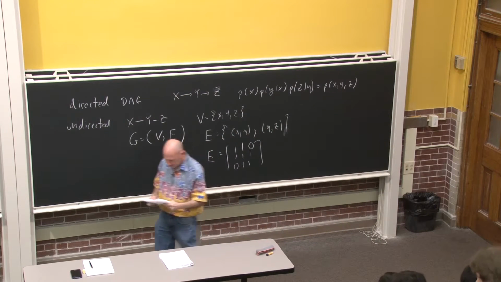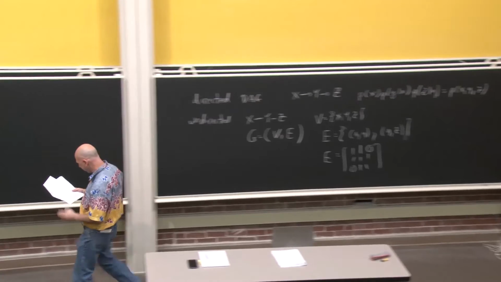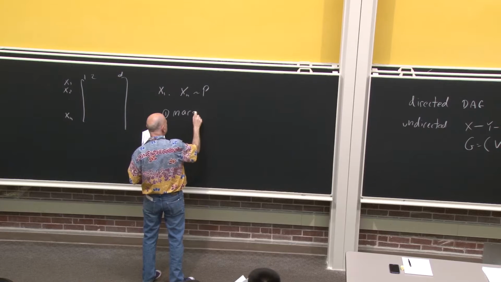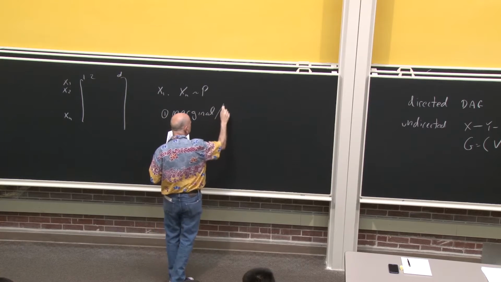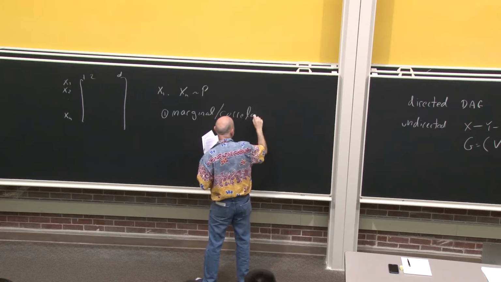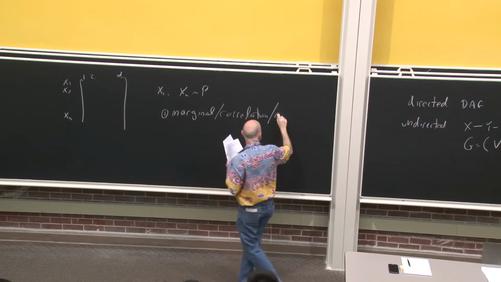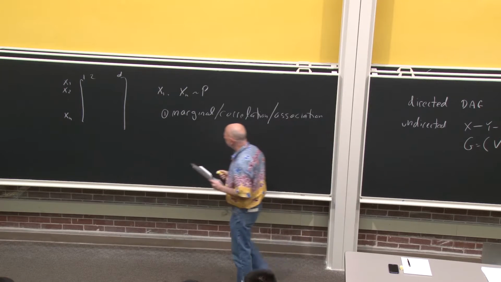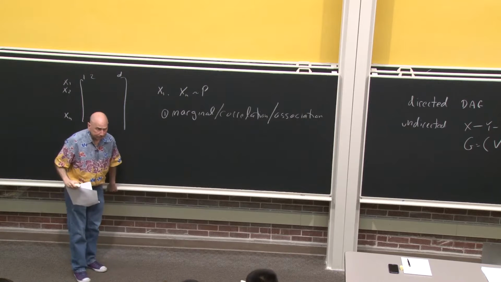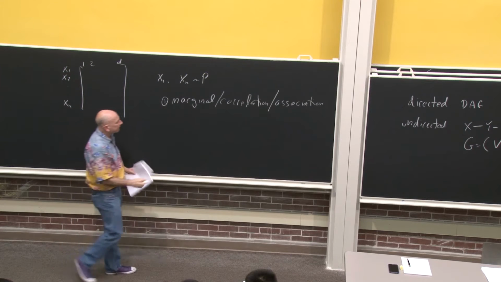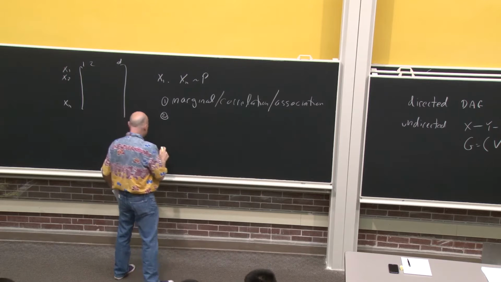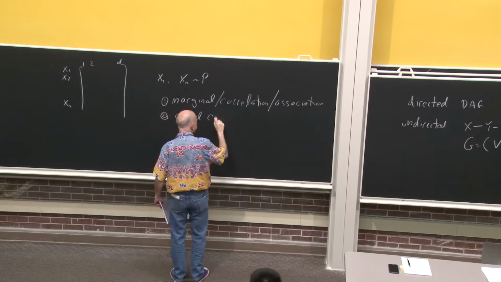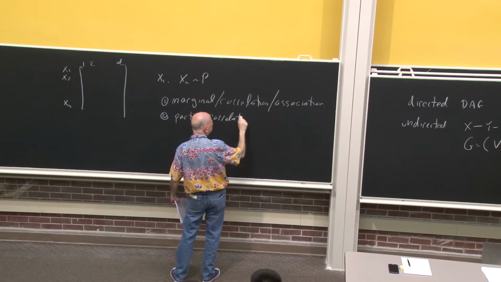So I like to say there's 3 flavors of graphs. First of all, what I'm going to call marginal or correlation graphs, or association graphs. And these are the easiest to estimate. So we're going to start with these graphs. Then there's partial correlation graphs. These are harder to estimate.